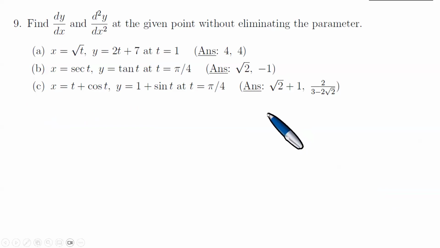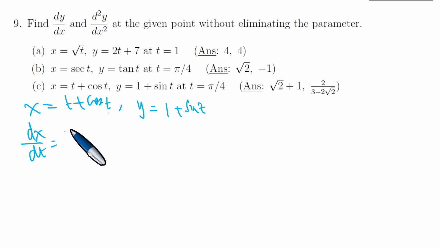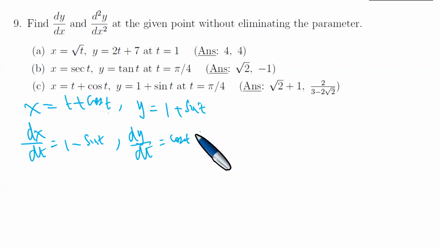Now we can do number 9, because it's the same thing. You have x equals t plus cosine t, y is 1 plus sine t. You have dx dt, which is the derivative of t, it's 1, minus sine t, since the derivative of cosine is minus sine. dy dt is cosine t. So you're going to have exactly that.